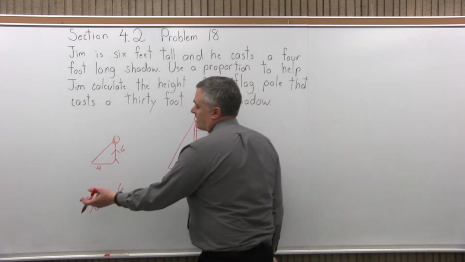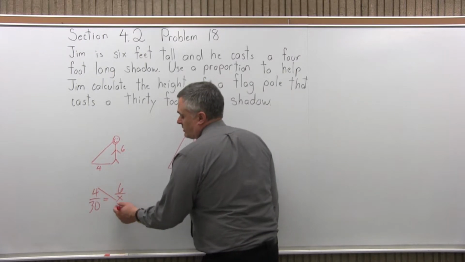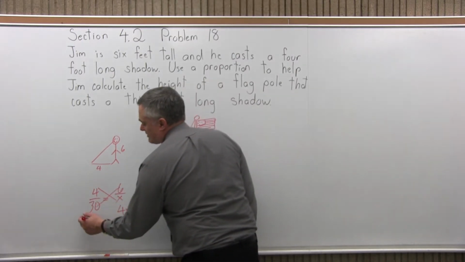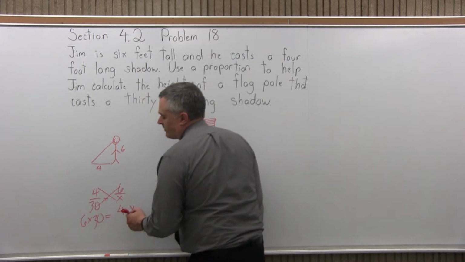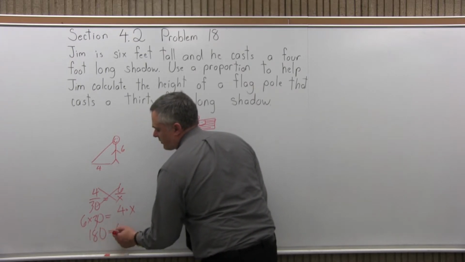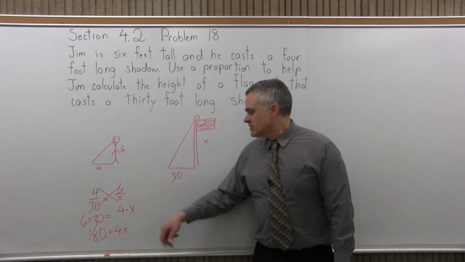The 4 and the 30 can reduce if you notice. It doesn't really matter. You'll get the same answer either way. So you're going to do 4 times x going one way, 6 times 30 going the other way. And they're equal. So 6 times 30 is 180. 4 times x is 4x. We could have called it 4h, h for height, but x is good.